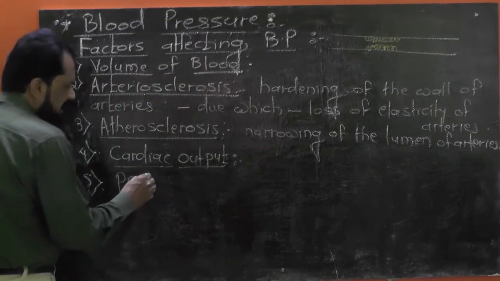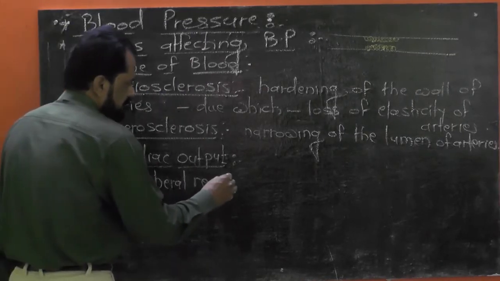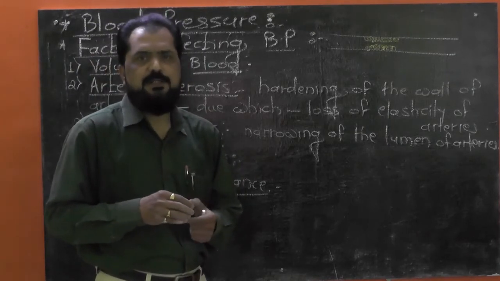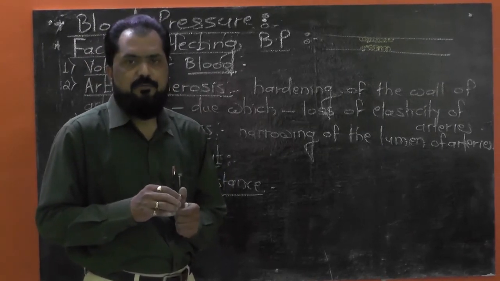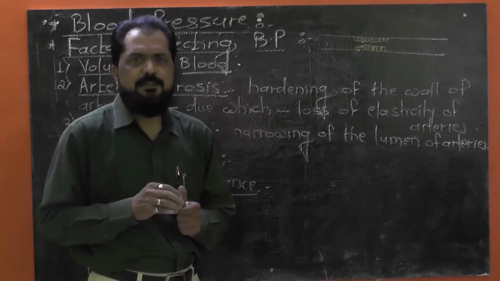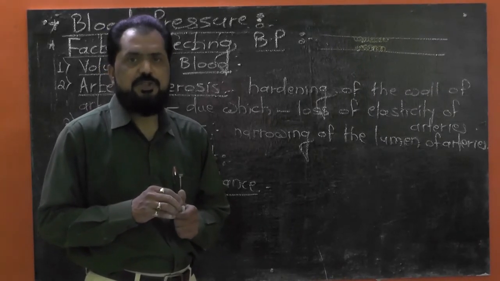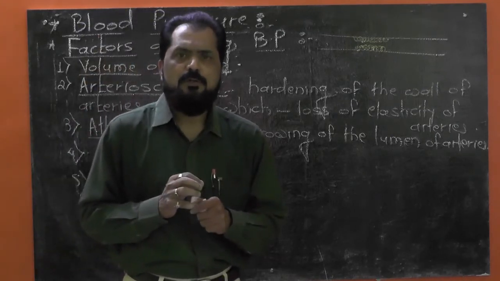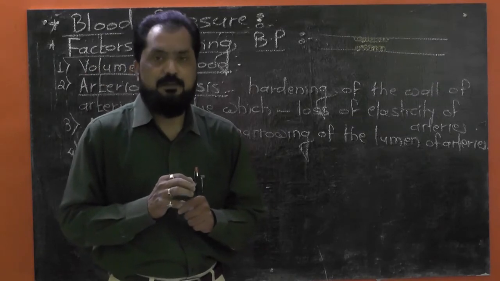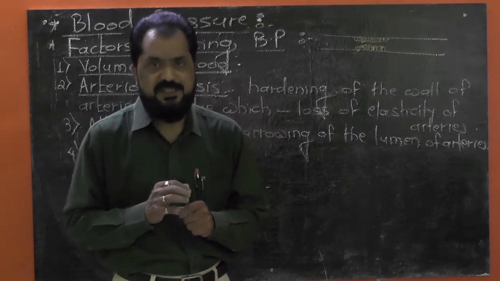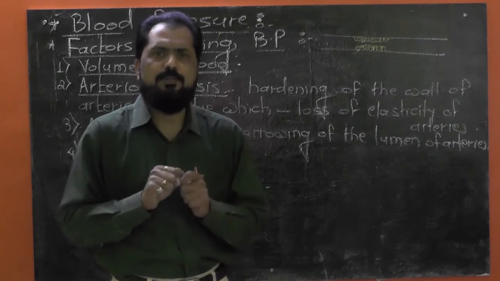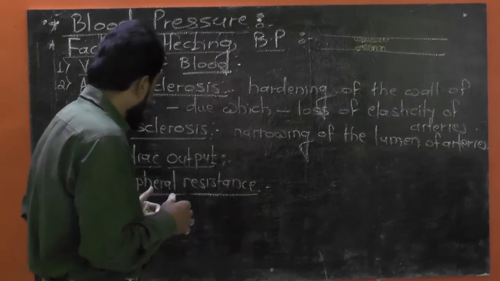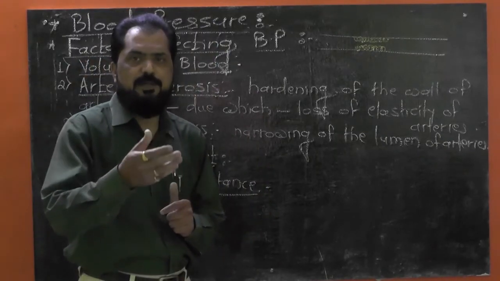Next factor, peripheral resistance. Peripheral resistance depends upon the diameter of blood vessels. Decrease in the diameter of blood vessels, or constriction of blood vessels due to the vasoconstrictor ADH hormone, antidiuretic hormone, which may be called vasopressin, brings about the constriction of blood vessels, due to which there is an increase in the peripheral resistance and it affects the blood pressure.